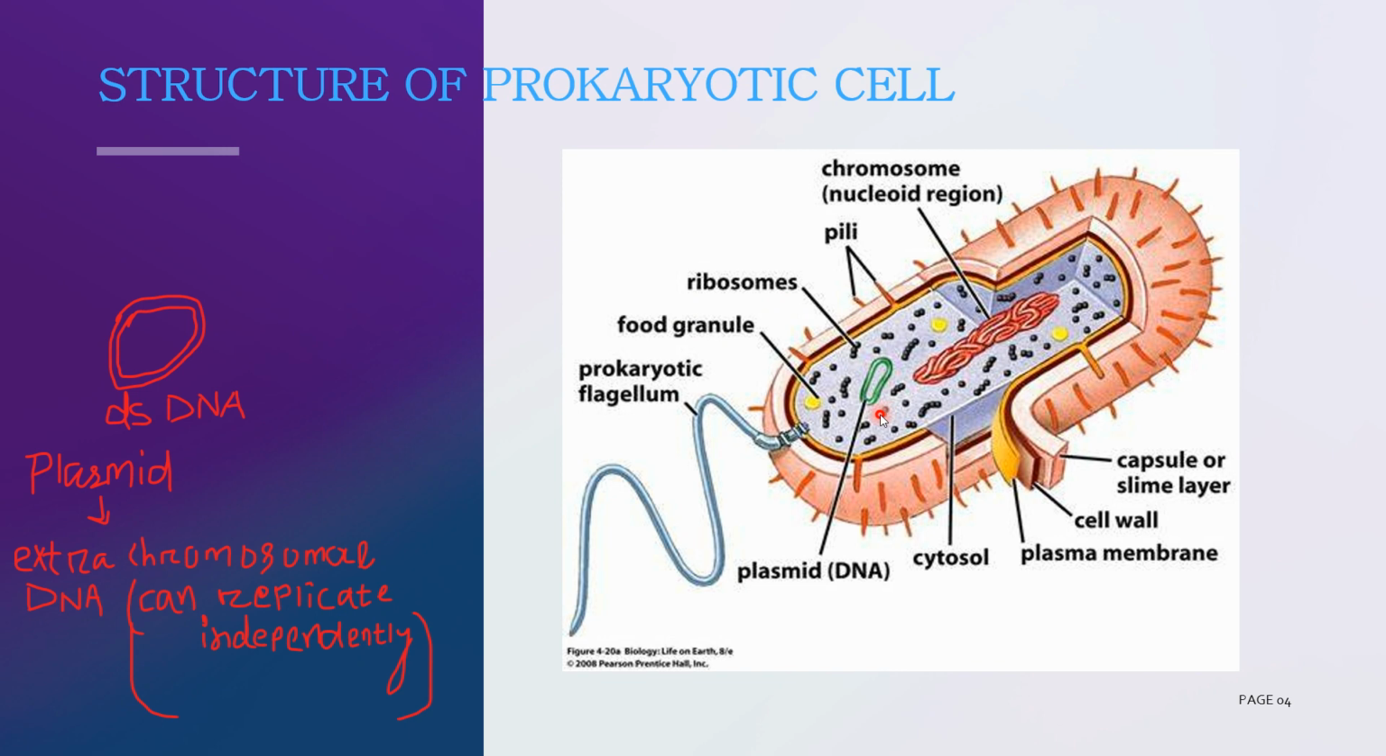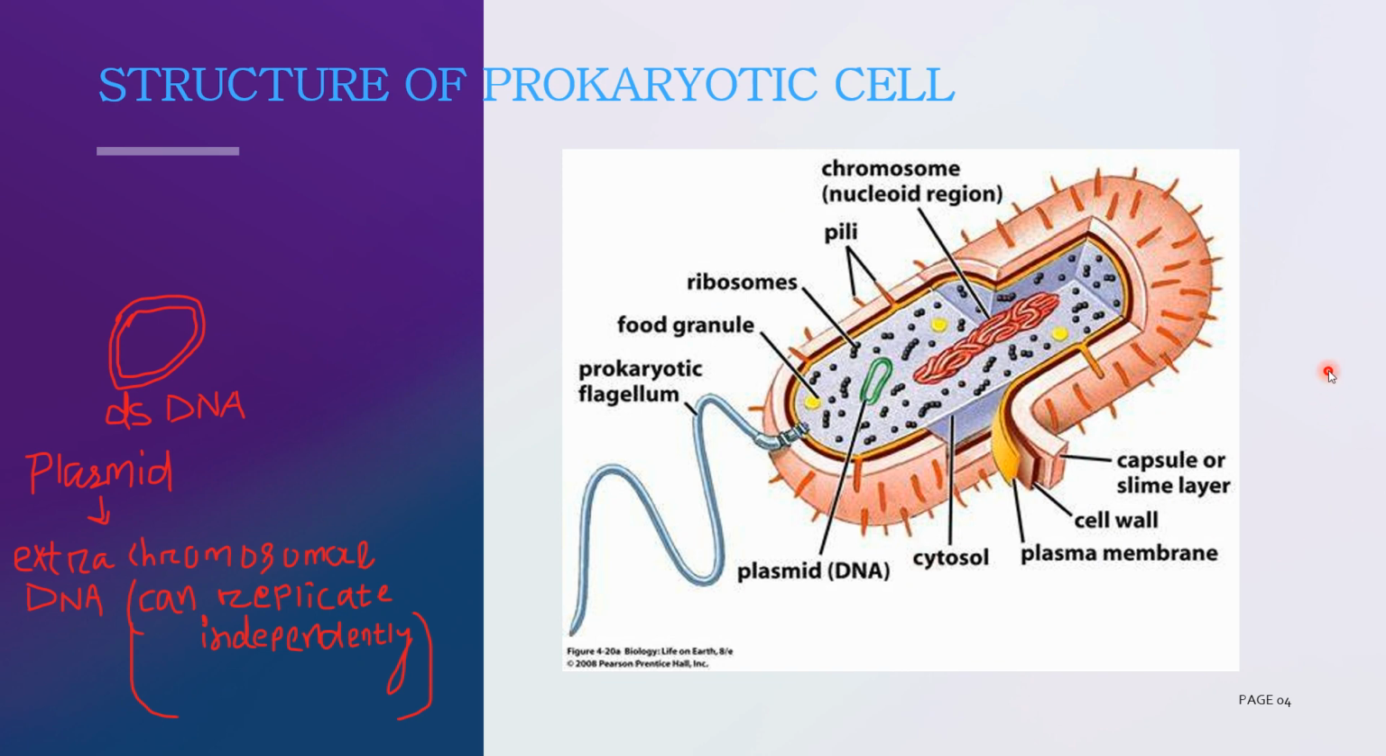This is the plasmid. What is a plasmid? A plasmid is extra chromosomal DNA, and it is also double-stranded DNA. It can replicate independently, it can replicate itself. And this is the cytosol. This is the plasma membrane, cell wall, and the outermost is the capsule or slime layer. We will study all these terms in the video lecture series.